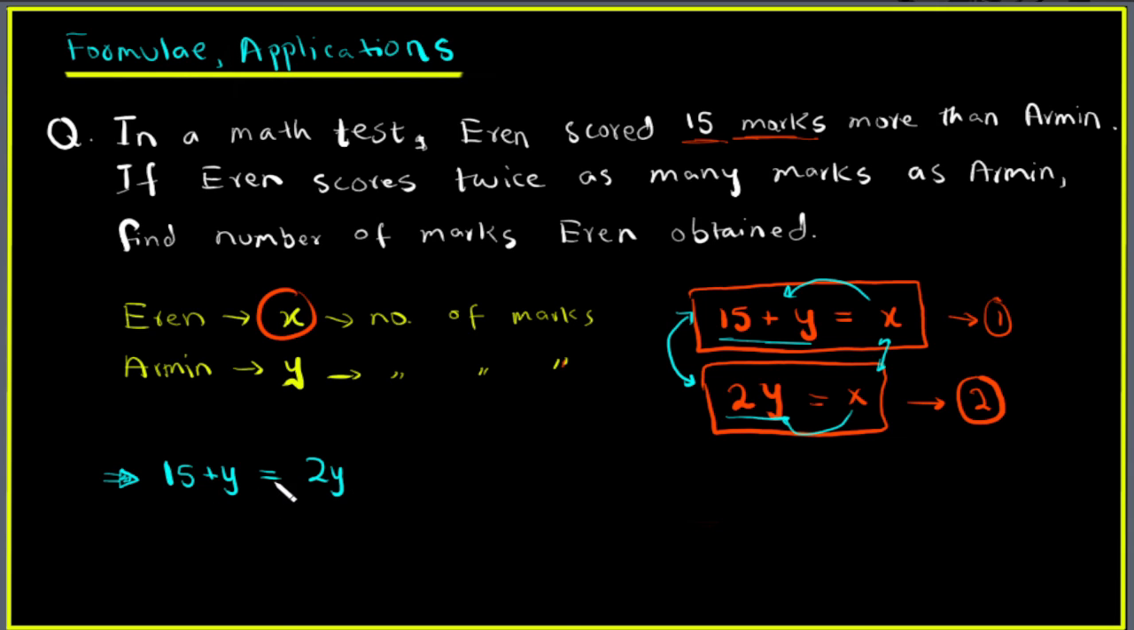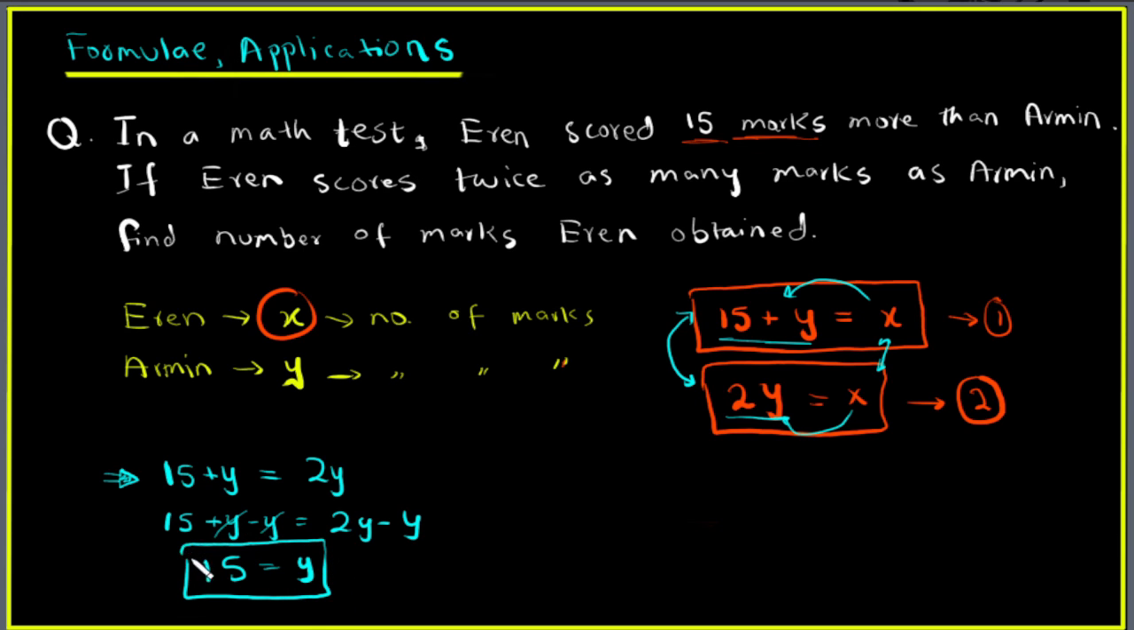What we need to find is the value of Y. First thing we can do is eliminate Y from the left hand side. So we subtract Y from both sides of the equation, and Y minus Y gets cancelled out to 0. So 15 is equal to 2Y minus Y, which is equal to Y. So Y is equal to 15.